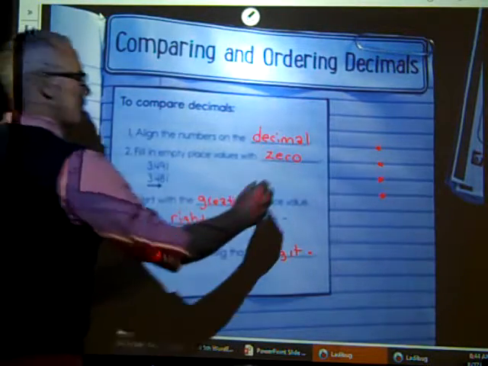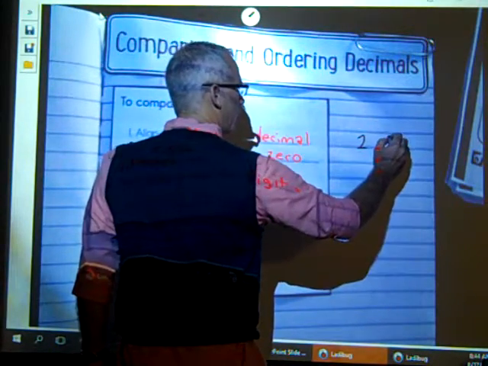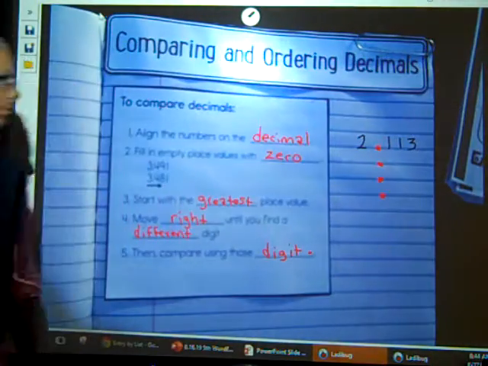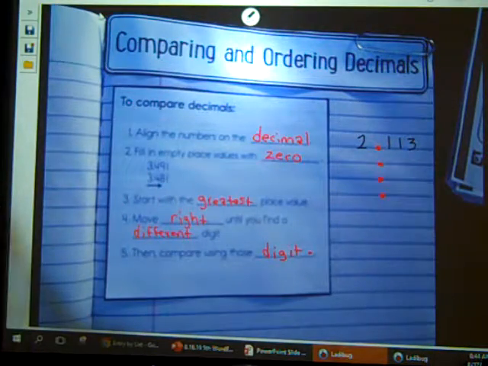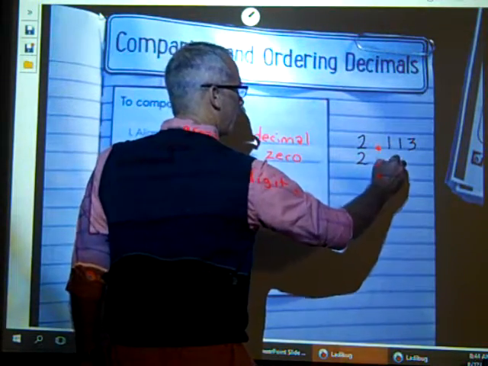First digit is 2 whole and 113 thousandths. Okay? Okay. Second digit I want you to put is 2 whole and 1/10.